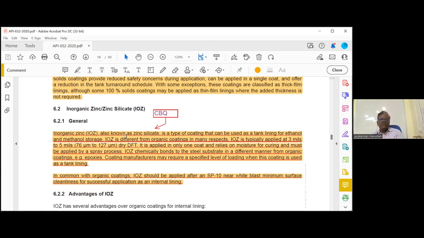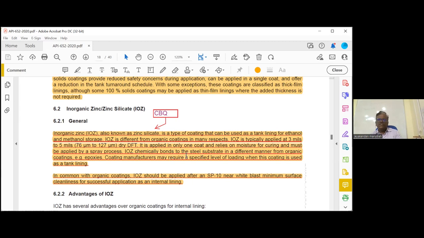Inorganic zinc, IOZ, also known as zinc silicate, is a type of coating that can be used as a tank lining for ethanol and methanol storage. That is very important. We are using inorganic only for ethanol and methanol storage. Second line, IOZ is different from organic coatings in many respects. IOZ is typically applied at 3 mils to 5 mils DFT. That line is important. It is applied only in one coat, relies on moisture for curing, and must be applied by a spray process.